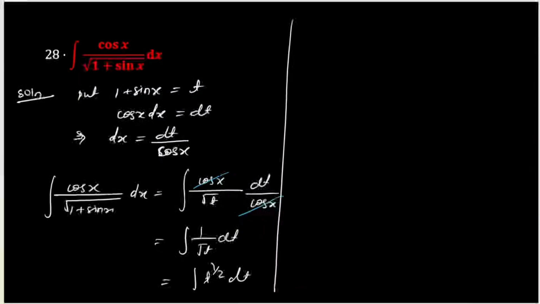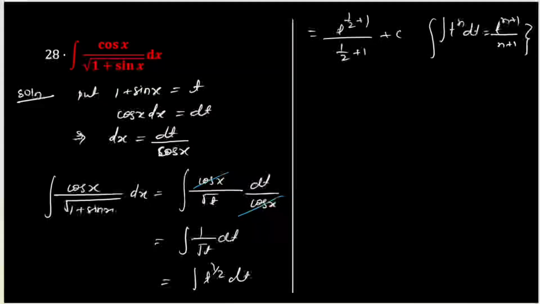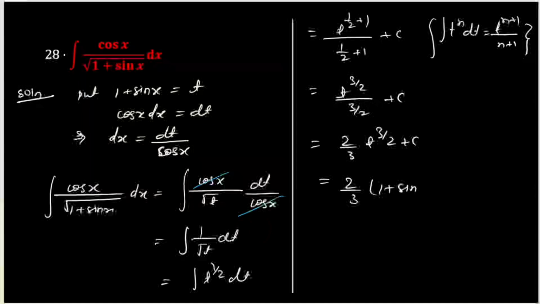The integral will be 1 by root t into dt, which is t power minus 1 by 2 dt. Here we use the integration of t power n into dt equal to t power n plus 1 by n plus 1 plus c. So t power 1 by 2 by 1 by 2 is equal to 2 t power 1 by 2 plus c. Replacing t with the term of x, we get 2 into 1 plus sin x to the power 1 by 2 plus c. This is your required answer.